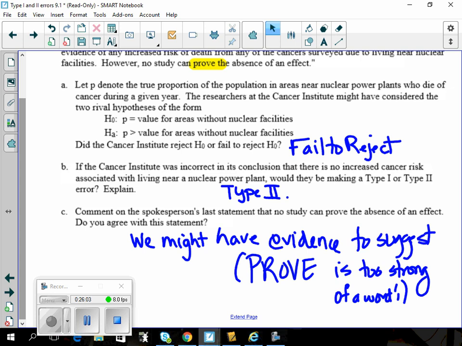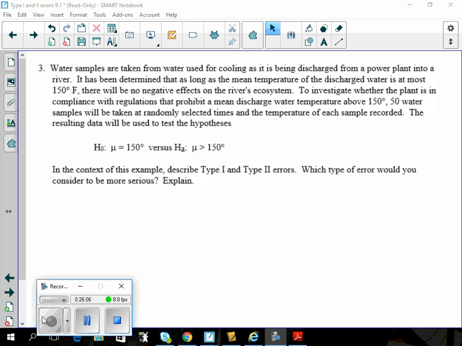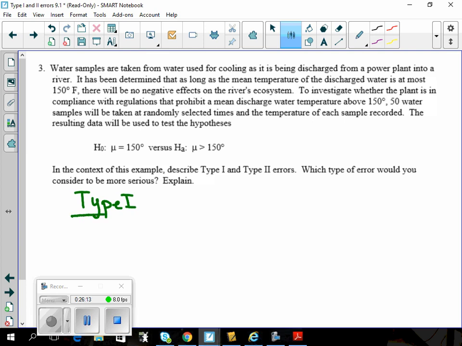So go ahead and jump to problem number 3 and attempt those for me, please. So let's list each of the type 1 and the type 2 errors, and then we'll talk about which one might be more serious in just a second. So let's start with a type 1 error.